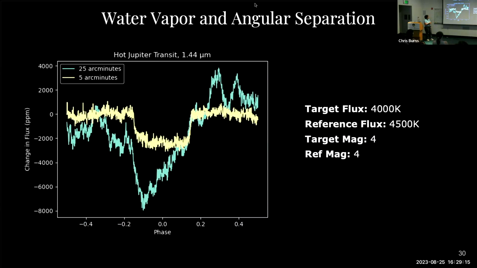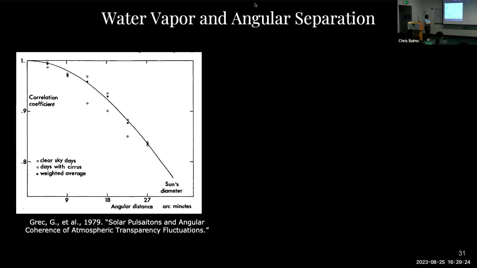So we can see at the maximum angular separation of 25 arc minutes, the transit is much less recoverable than at 5 arc minutes. And also, how water vapor changes based on angular separation is not really well understood.